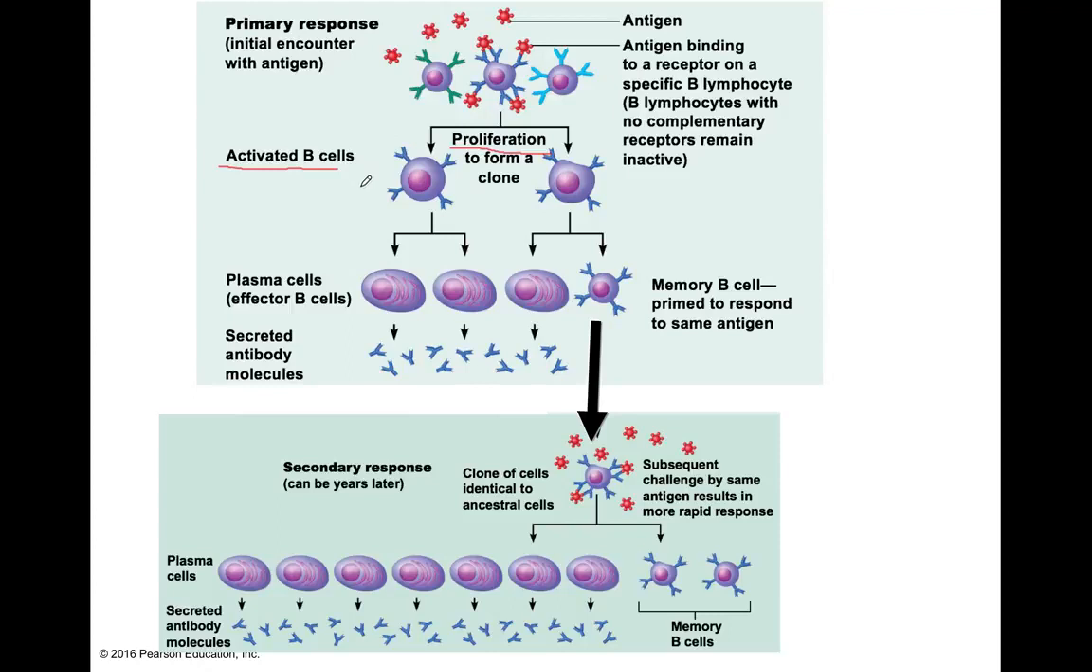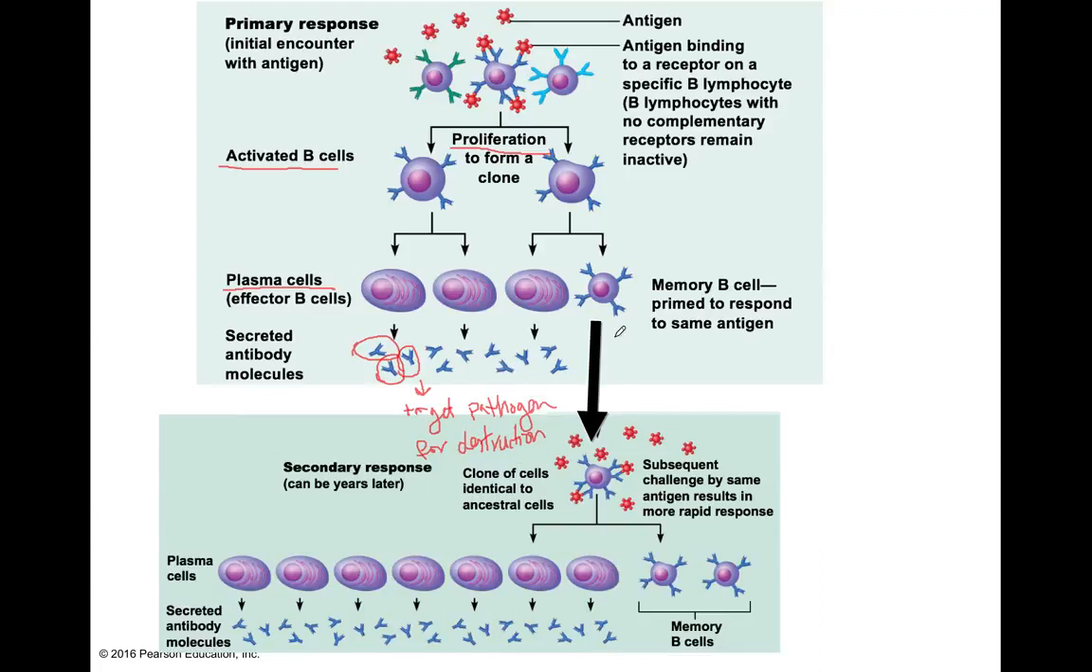Now, there are two main categories of effector cells that are going to be created through the proliferation process. One type is your plasma cells, which you see right here. They're going to produce lots of antibodies, and these antibodies are going to do what? Basically target pathogens for what process? Destruction.